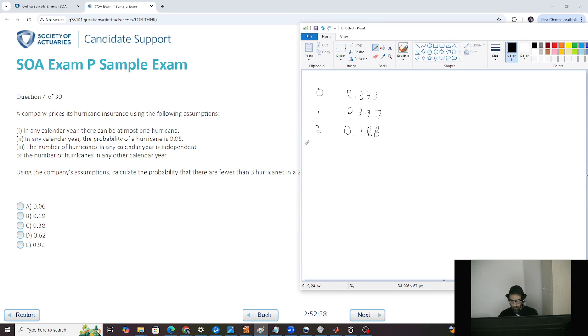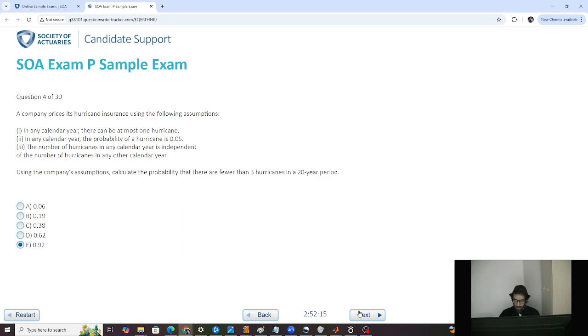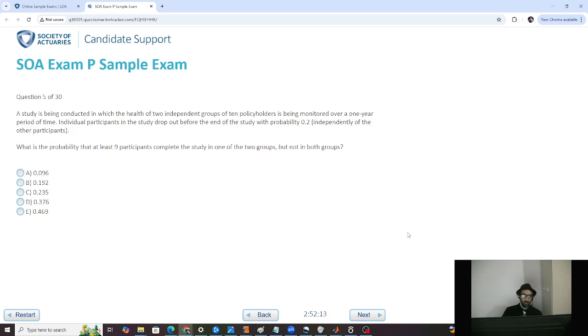0.188. Add them up. 8, 8, and 7. That's going to be a 3. Carry a 2. 2 and 8 is a 10. 5 and 7 is a 12. Carry a 2. Carry a 2. 2, 5, 8, 9. So 0.923. Okay, yeah, it was choice E like we thought it was going to be.